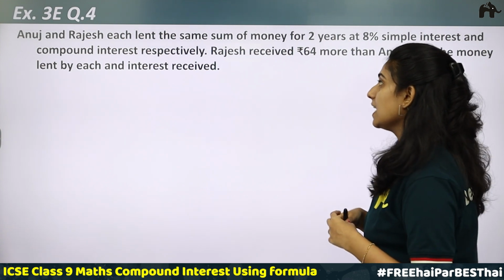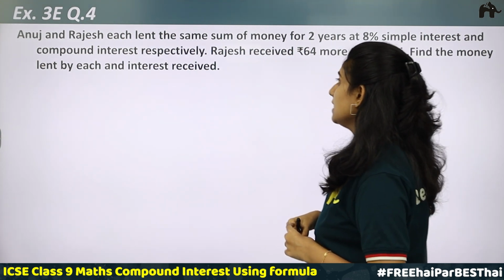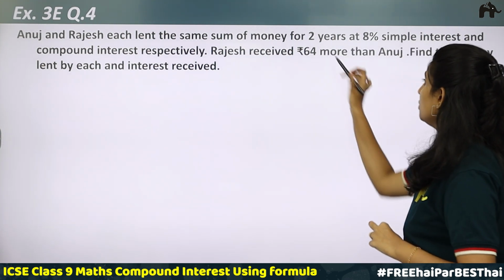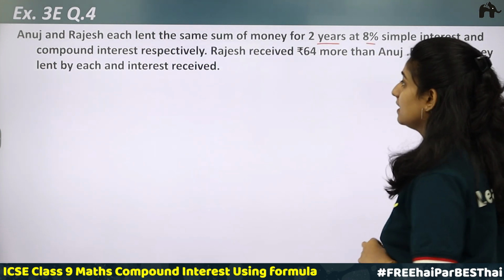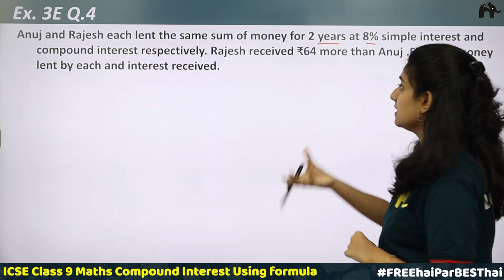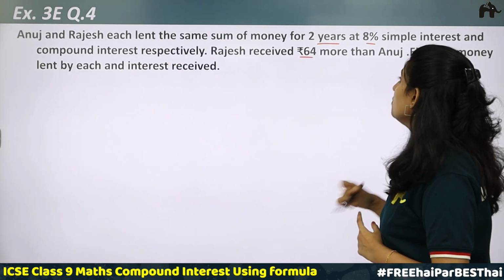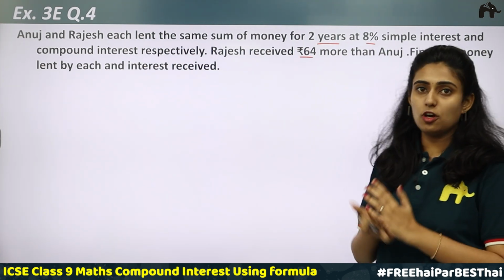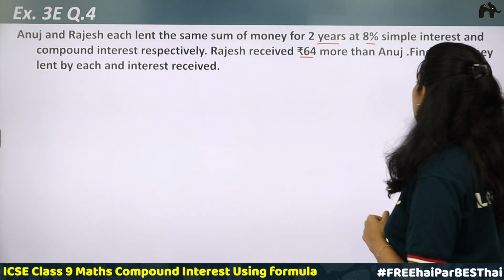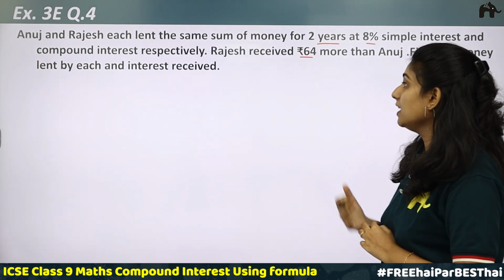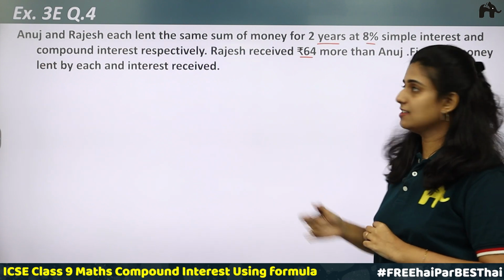Question 4 of exercise 3E. Anuj and Rajesh each lend the same sum of money for 2 years at 8% simple interest and compound interest, Anuj for simple interest and Rajesh for compound interest. Rajesh received rupees 64 more than Anuj. We know in case of compound interest the amount will be more. Find the sum of money lent by each and the interest received.